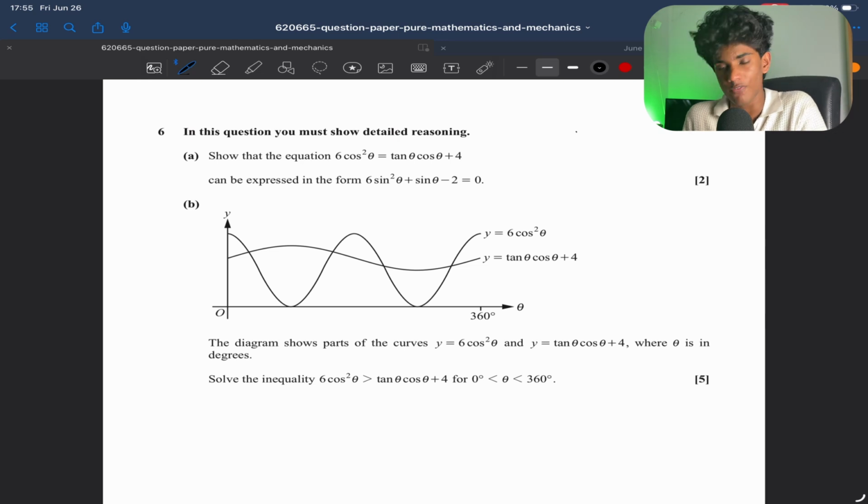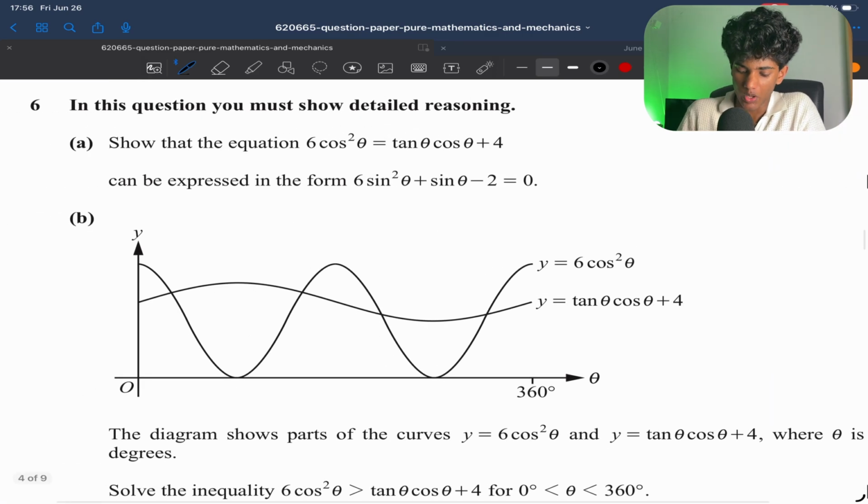I was scrolling through a few past papers, and I found this trig question right here which looked quite interesting, so I thought, why not give it a shot? Alright, so, step 1. Show that the equation 6 cos squared theta equals tan theta cos theta plus 4 can be expressed in the form 6 sine squared theta plus sine theta minus 2 equals 0.